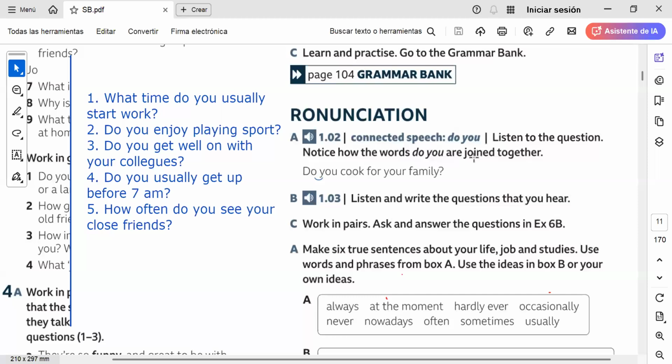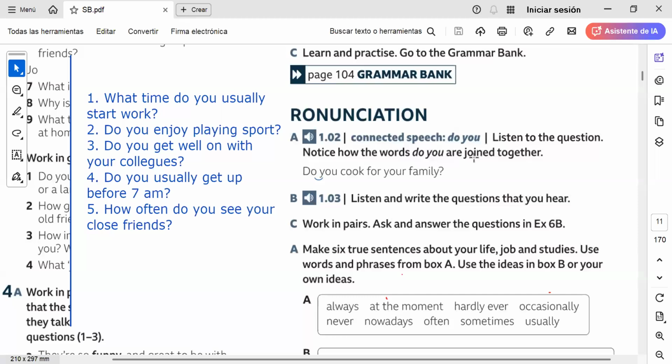Do you usually get up before 7 a.m.? Yes, I usually get up 30 minutes before. How often do you see your close friends? We usually see each other on Fridays or weekends. Thank you. Change, please.